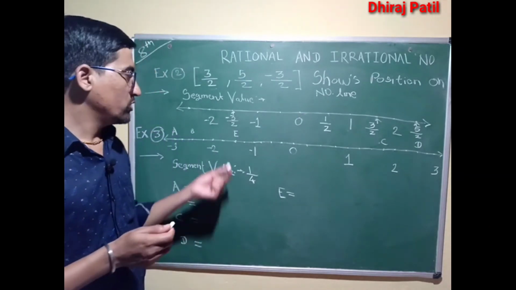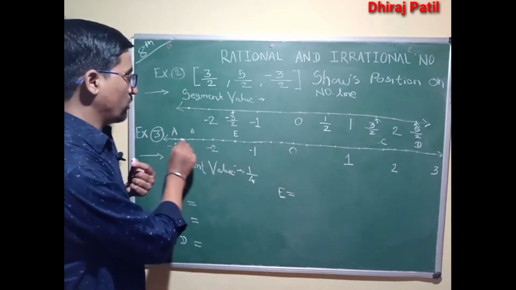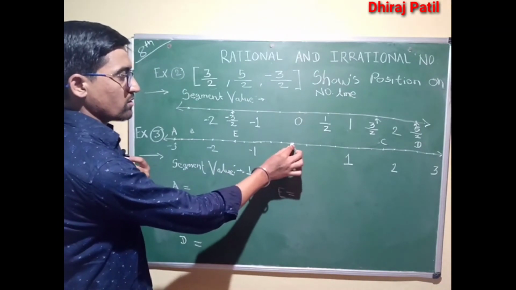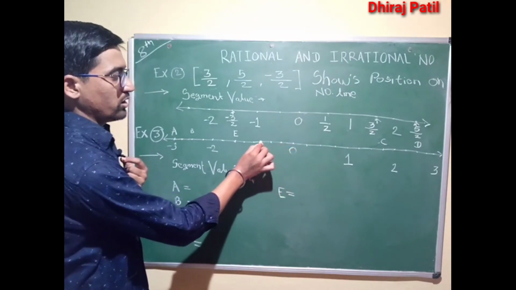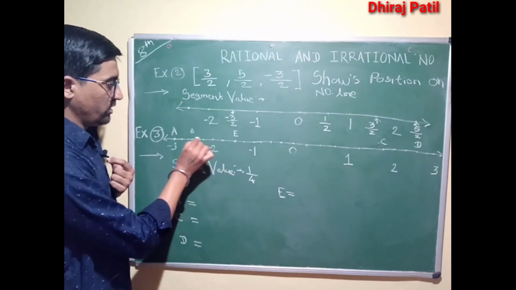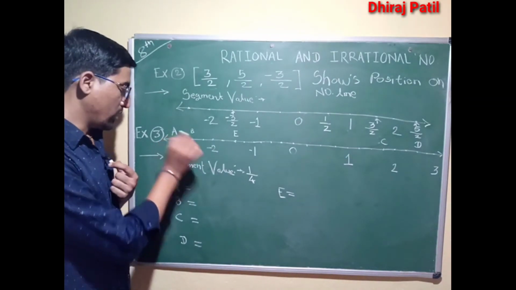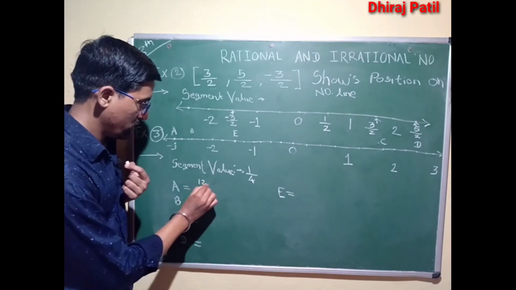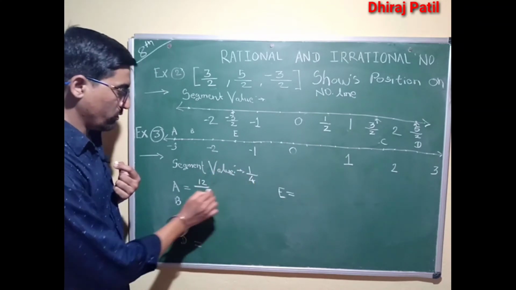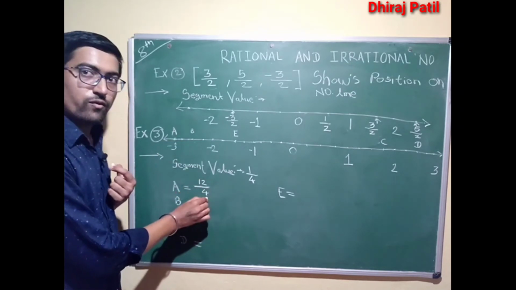The position of A is here. So from 0 I have to calculate A. So simply this is our 1, 2, 3, 4, 5, 6, 7, 8, 9, 10, 11, 12. So this is our 12th one. So I have calculated 12. And each unit is divided into 1 by 4 segments, so I have to take 4. So the position of A is 12 by 4.